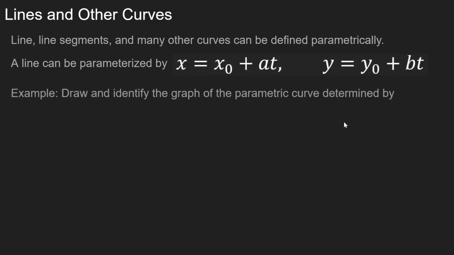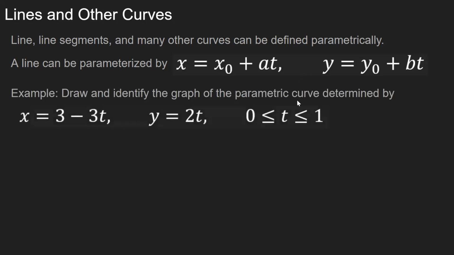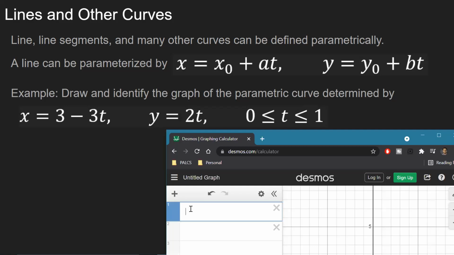So let's look at an example. We want to draw and identify the graph of the parametric curve determined by x equals 3 minus 3t and y equals 2t for t between 0 and 1. All right, so I'm going to put this in Desmos. I'm going to start it down here. So we would have 3 minus 3t and 2t.